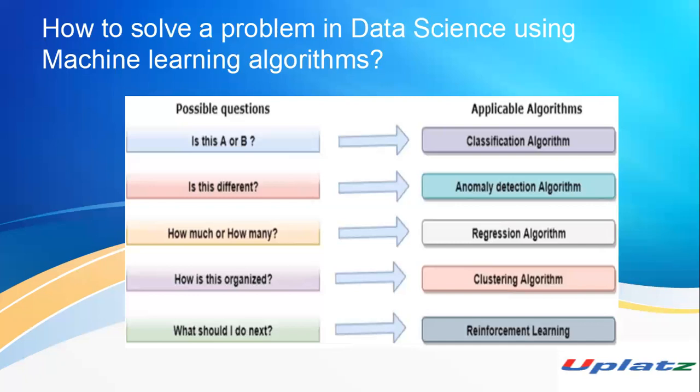Then finally, what I should do next. Okay, so these are decision making questions. So this is an example of reinforcement learning. So when you are given a completely new environment, it will take some time for you to get acquainted with it. So this is known as reinforcement learning. All right, so these are the questions in data science, and what are the possible solutions or algorithms we need to consider.